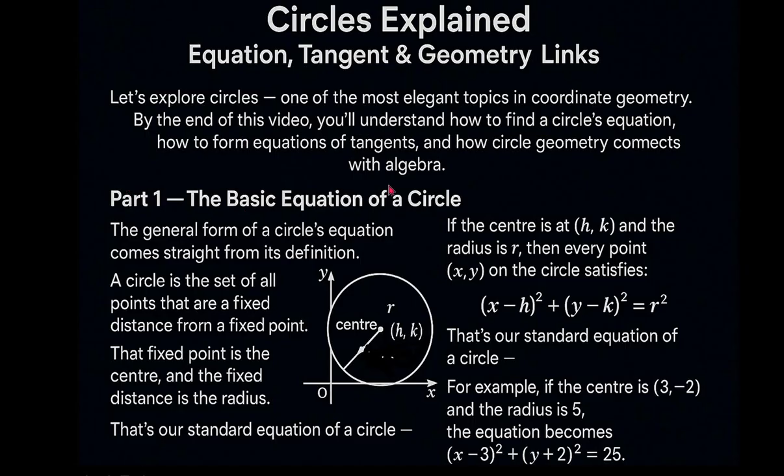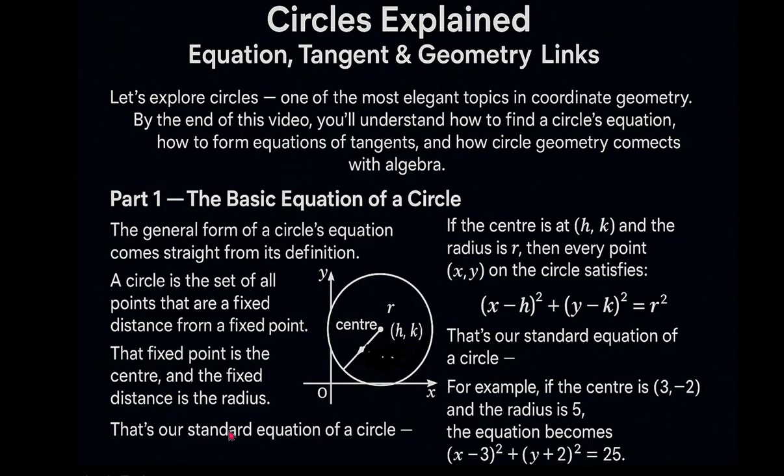Part 1. The basic equation of the circle. The standard form of the circle equation comes straight from its definition. What is the definition of the circle? A circle is the set of all points that are at a fixed distance from a fixed point. The fixed point is called the center (h, k), and the fixed distance is the radius.